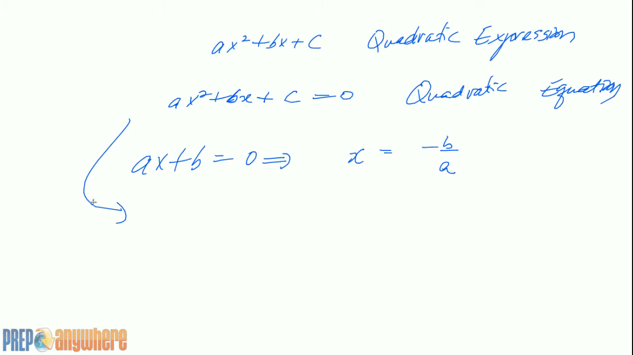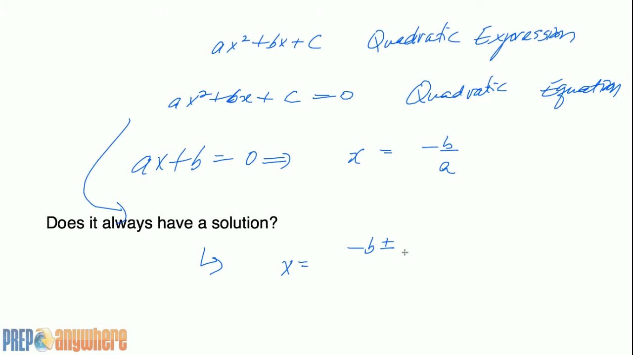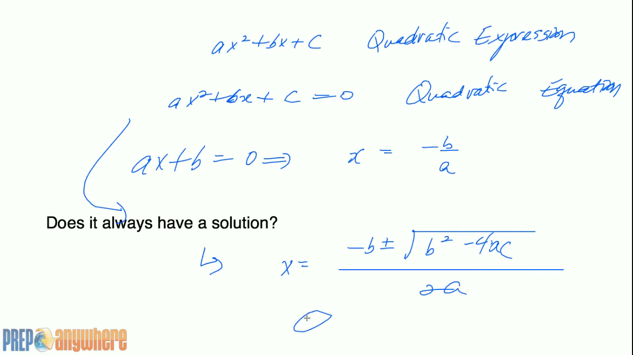What about this? The answer is no. Okay, and the general answer to ax squared plus bx plus c, we can show, is this. Which is called the quadratic formula.